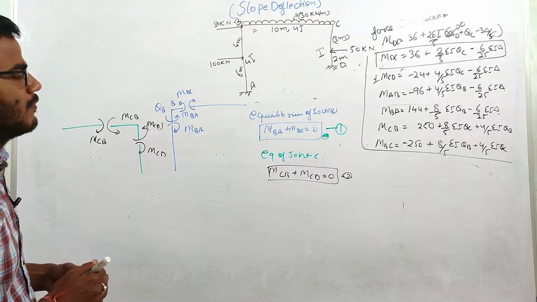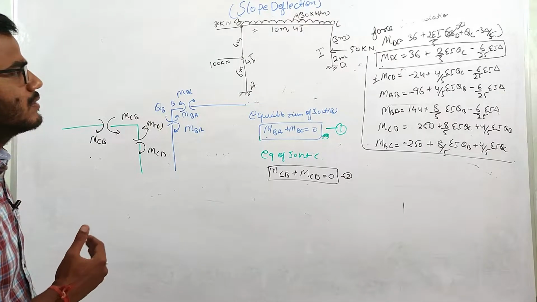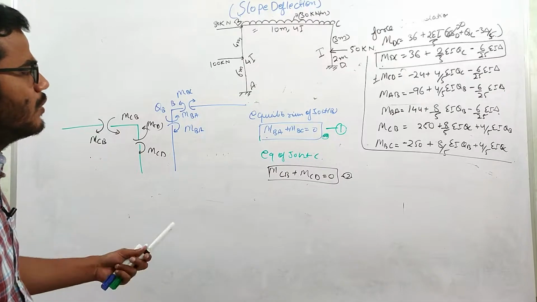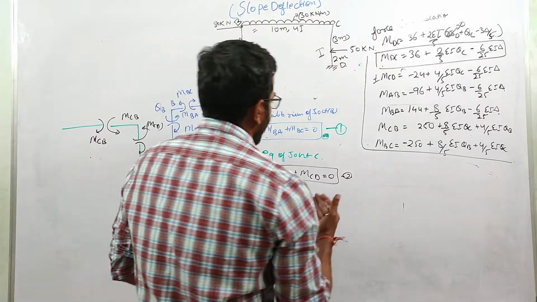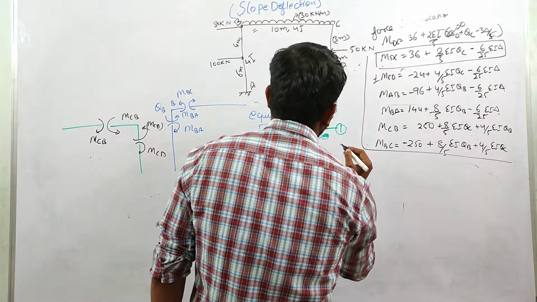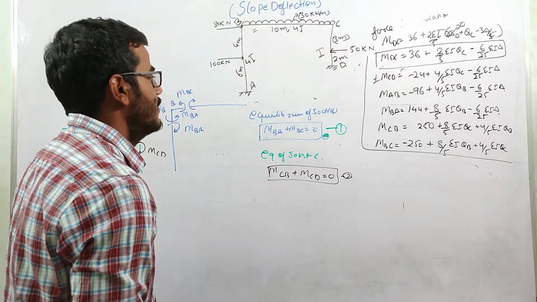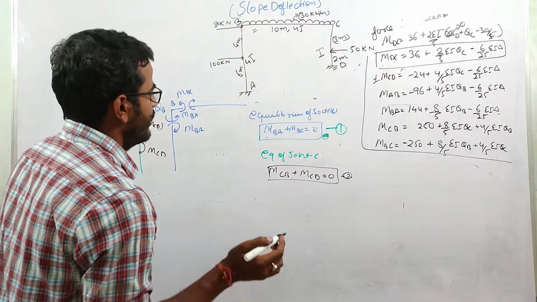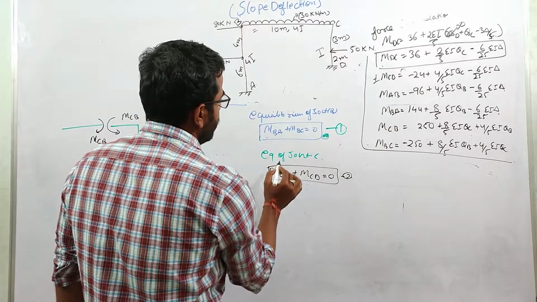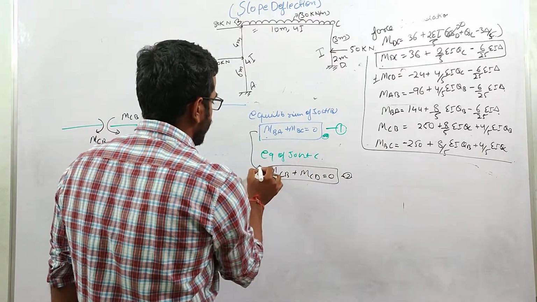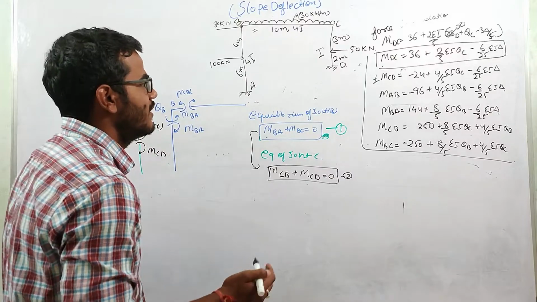Now we basically have three unknowns, but we only have two equations. So where to get our third equation, that we will see later. First we'll put the value of MBA plus MBC in these equations, and get the desired equation which we needed, right?